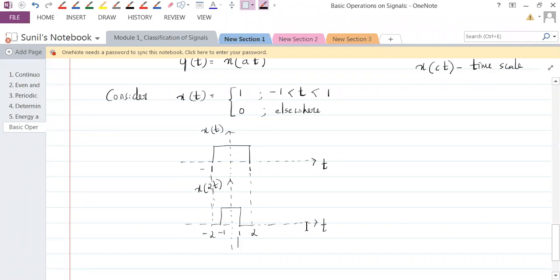So how is the signal looking? Signal is looking small. Yes or no? You understand that point? We are operating on the time, not on the signal. The signal should be as it is. The signal which was there extending from minus 1 to 1 should extend from minus 1 to 1 only. But the time axis will get doubled, will get scaled by multiplying by 2. Understand? So if you multiply the time t by 2, what would happen? The signal will shrink or get compressed.